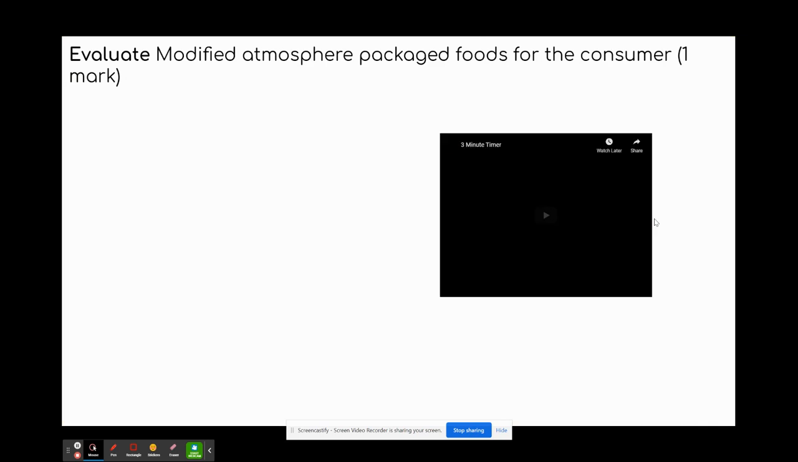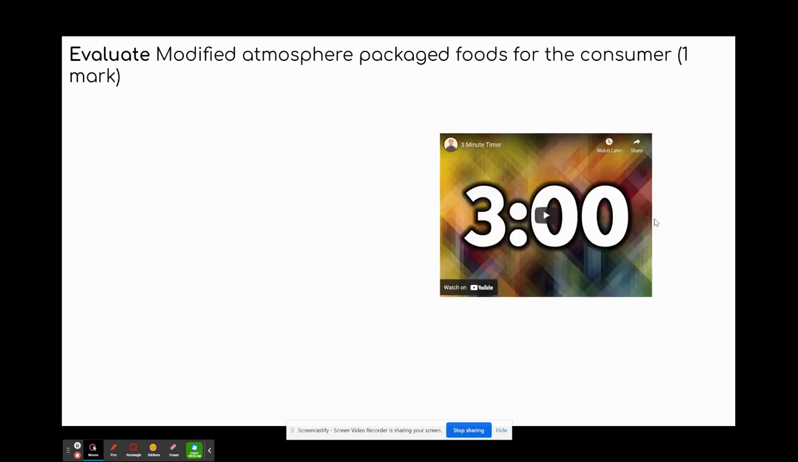So, our first question is, evaluate modified atmosphere packaged foods for the consumer. Every question tells us 3 things. Thing 1 is the command word, and in this case it is evaluate, which tells us we need to have an FOC in our answer. The second thing is the mark allocation, and in this case it's worth 1 mark, therefore I need 1 FOC. The third thing is what I am referring back to in my answer. In this case, it will be the consumer.